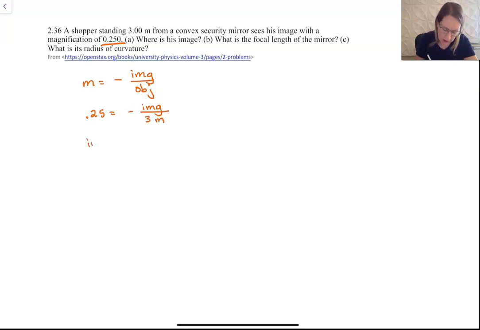So your image distance is -3 meters times 0.25 is -3/4 of a meter. Okay, so that's your image distance. So that's the question. Where is the image? It's 3/4 of a meter behind the mirror.